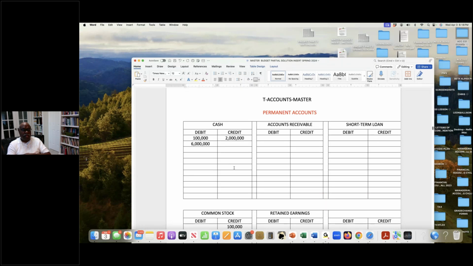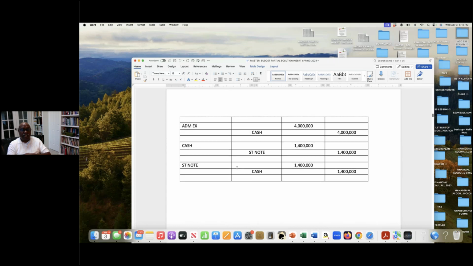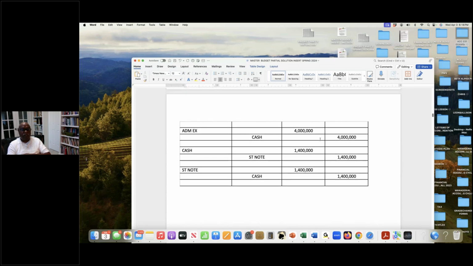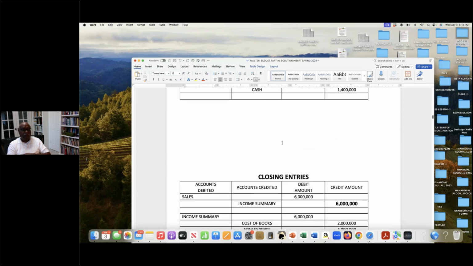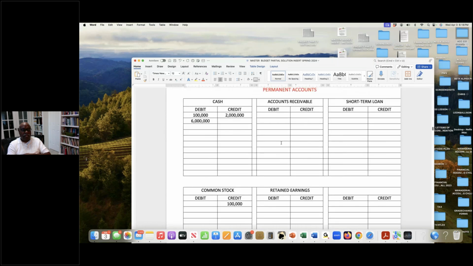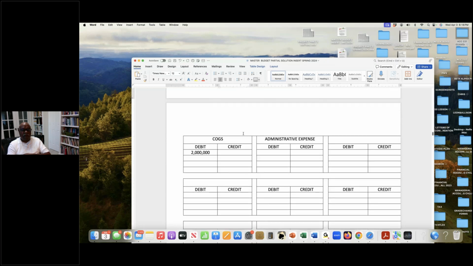The next journal entry that we made, we paid the administrative expense 4 million. Debit administrative expense, credit cash 4 million. Then we're gonna post that. So we're crediting cash for 4 million. And we're gonna go down here and debit administrative expense for 4 million.